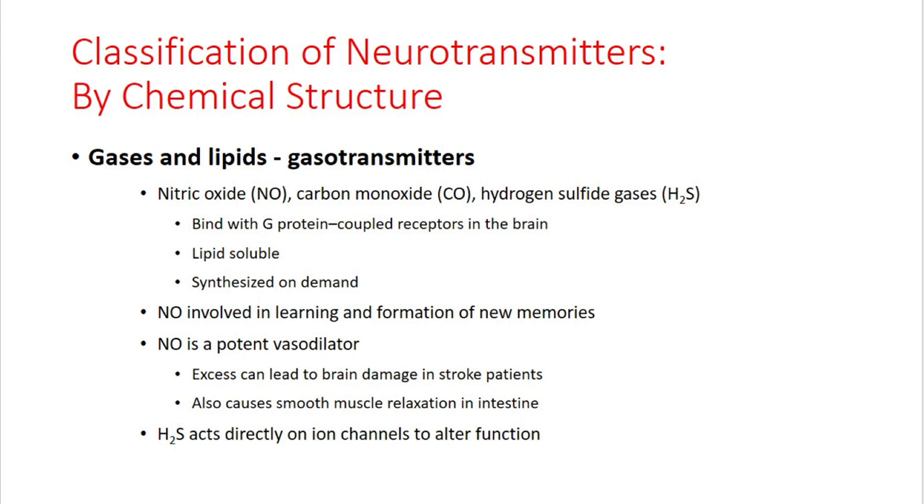But in the body or in the peripheral nervous system, and especially if it makes it into the blood, it's a potent vasodilator. So you don't want too much of it, which is why it's only synthesized on demand, because excess can lead to brain damage in stroke patients, but it can also cause smooth muscle relaxation in the intestines. So it's not all bad, but it has to be regulated. And then when it comes to hydrogen sulfide gas, it can act directly on ion channels to alter function. So again, we want to modulate and synthesize and regulate these gases and lipids because they have such potent functions.